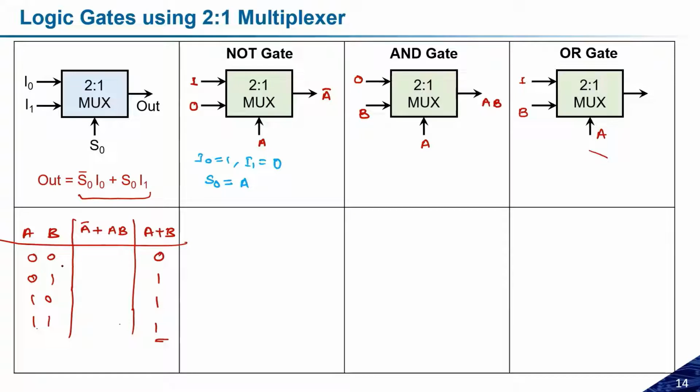A bar means here I will get 1, and 1 plus something is always 1. So this will not be A bar plus B.